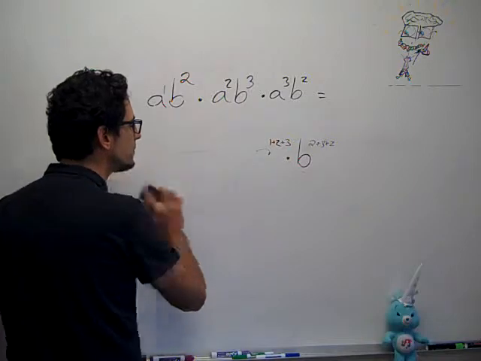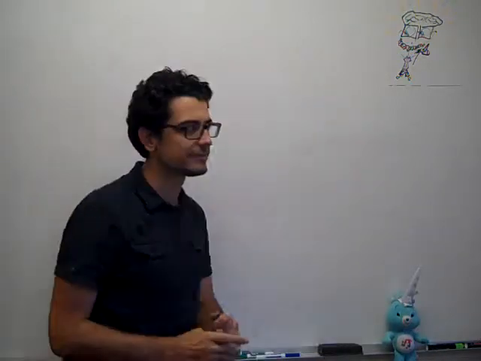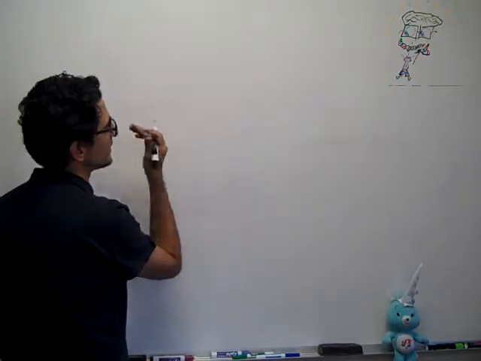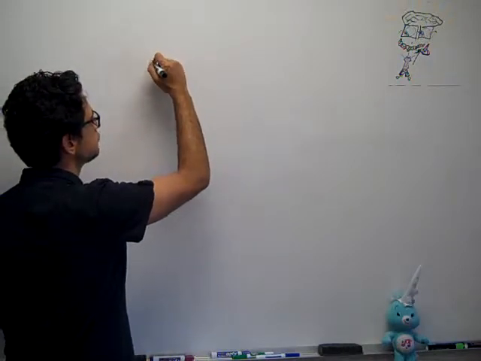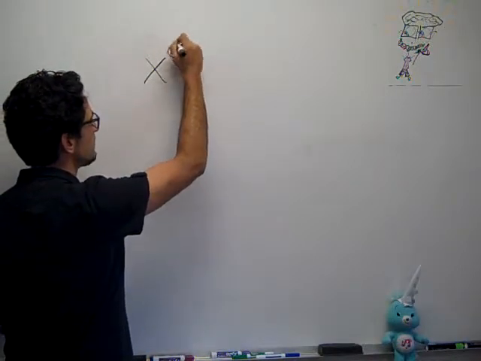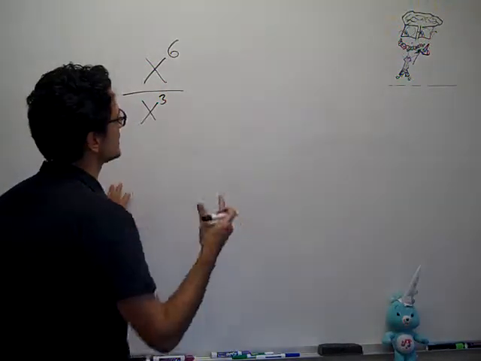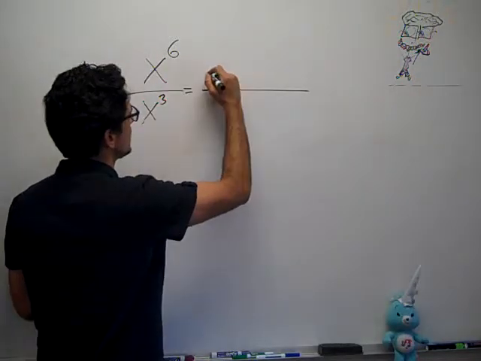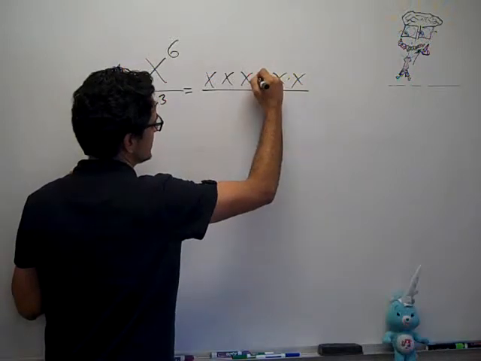Division of these is similar to it if I'm dividing. So let's say I was looking at x to the 6th power over x to the 3rd. If I'm looking at x to the 6th power over x to the 3rd, I could rewrite it in expanded form. 1, 2, 3, 4, 5, 6. I got 6 x's here.